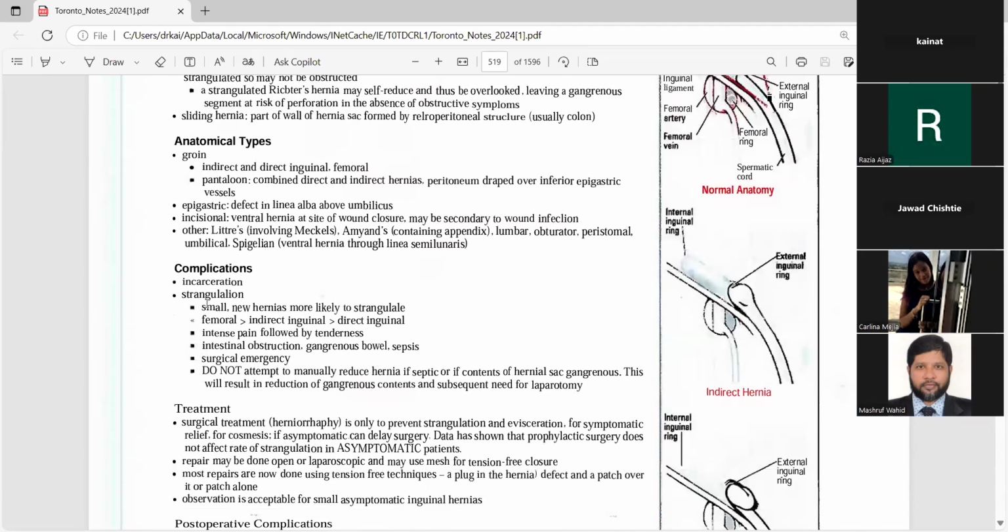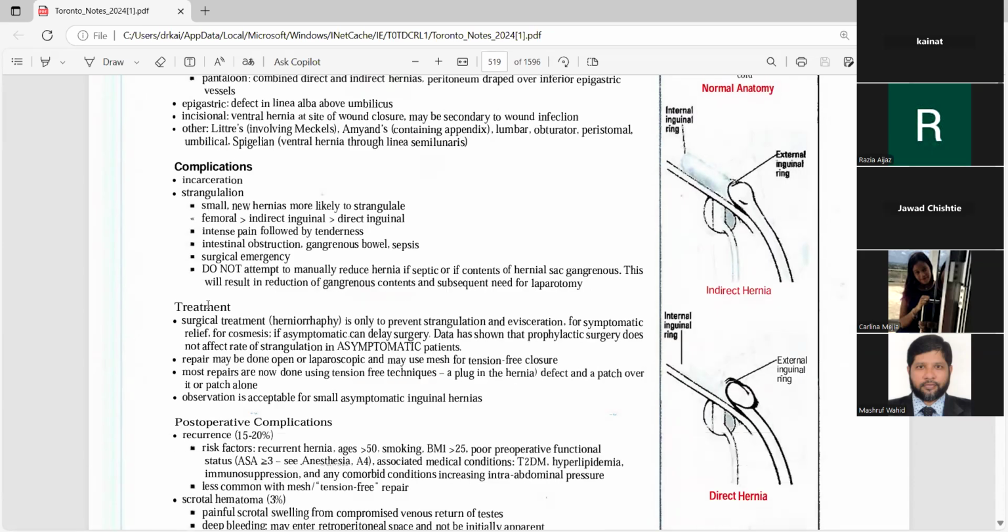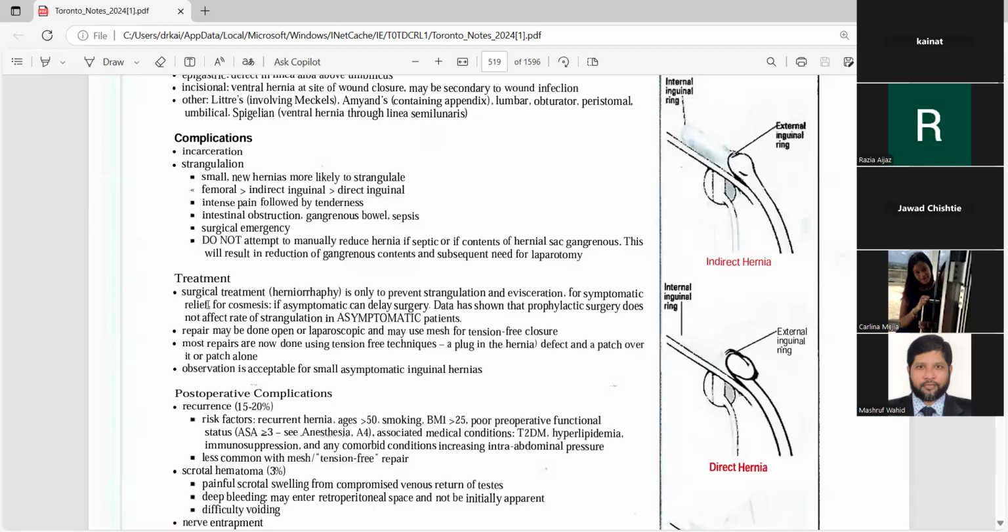So the complications are important because in Canada there are a lot of complications with hernia as well. And the treatment is the same, herniorrhaphy, herniotomy or something like that. So that's about it.